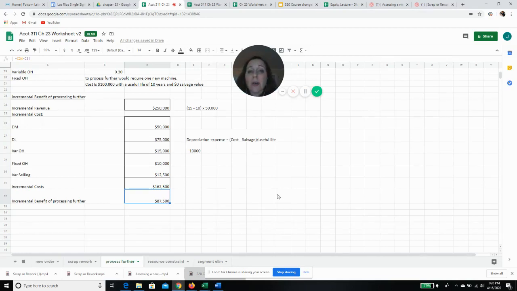So if this was less than zero, if my incremental costs were more than my incremental revenue, then I would say, no way, Jose, we're selling plain t-shirts. But as it turns out, I can add to my bottom line, even with buying the new machine and having to depreciate a $100,000 machine, the demand is so high that I can actually make an additional $87,500 contribution margin. So it's going straight to my profit because I've already covered my fixed costs. So I think this sounds like a good idea.